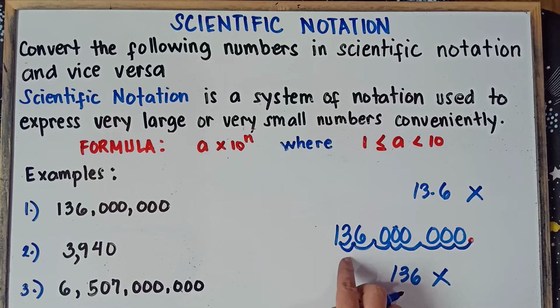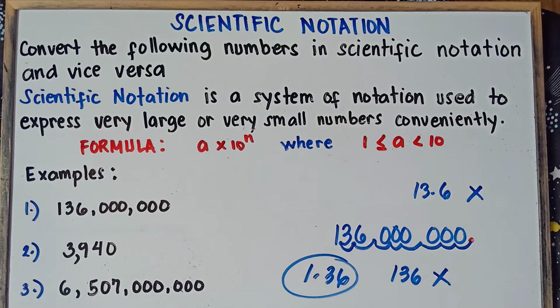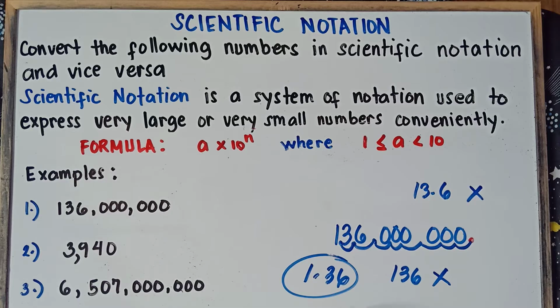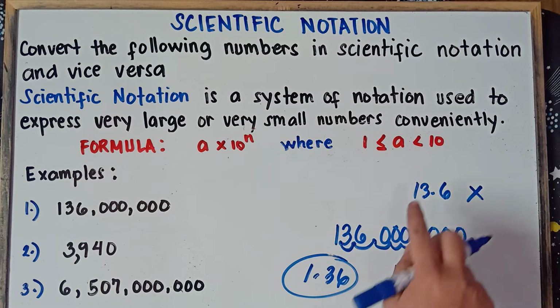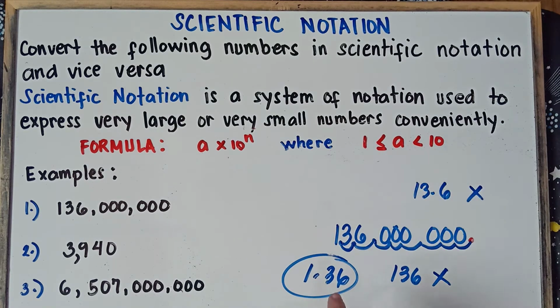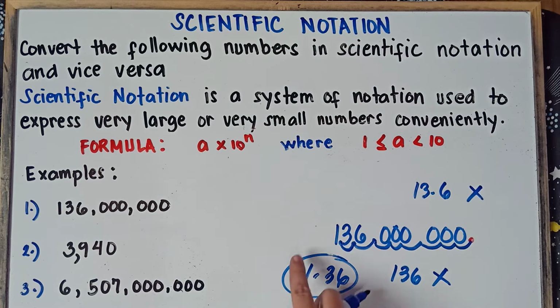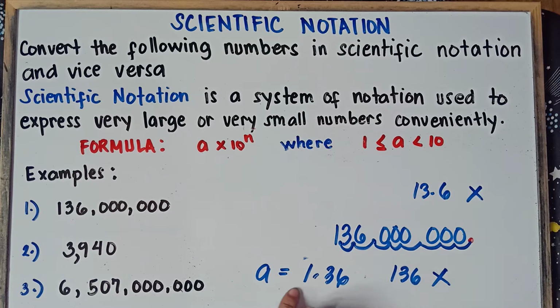So therefore, this will be 1.36. Can we have this one, class, with regards to the value of a, in between 1 and 3? Yup, we can have this one with regards to the value of a. 1.36 is less than 10. 1.36 is greater than 1. So therefore, this will be the value of a. So our a is equal to 1.36.